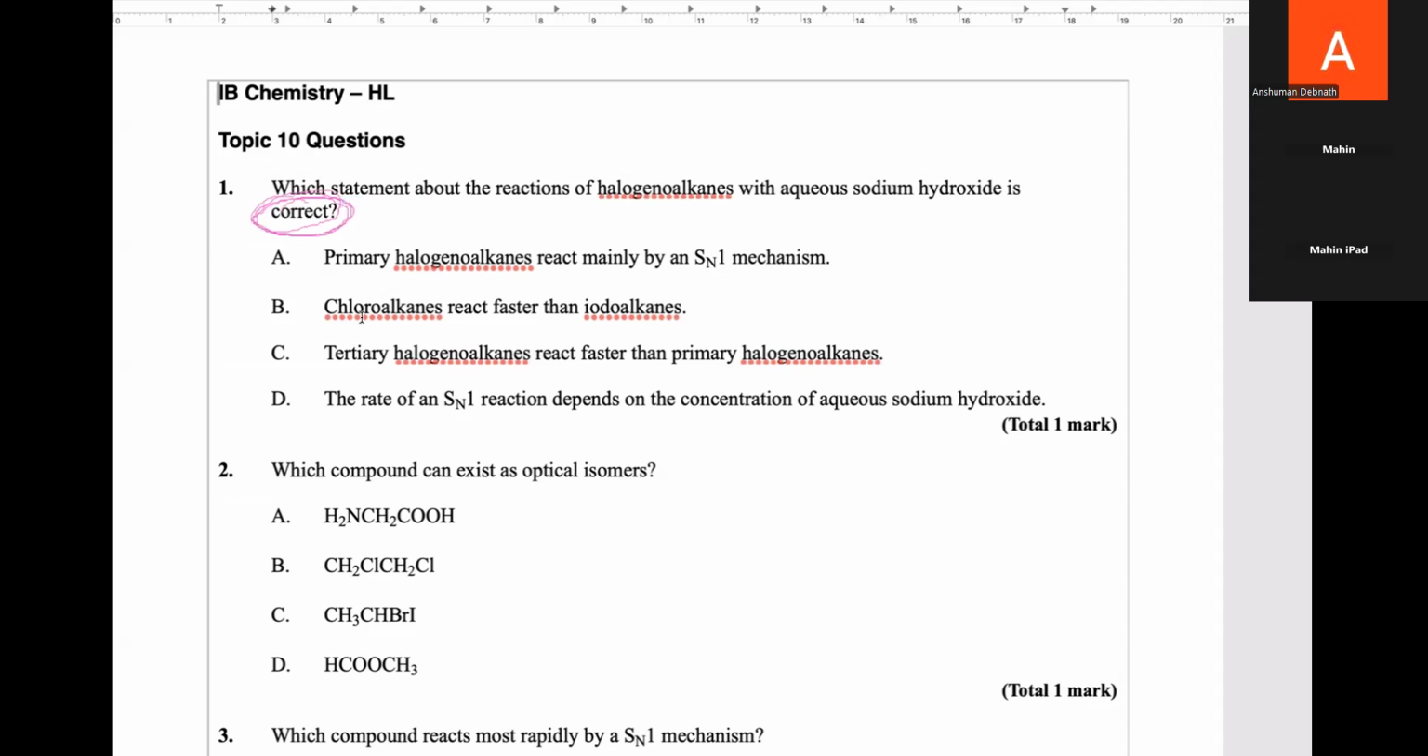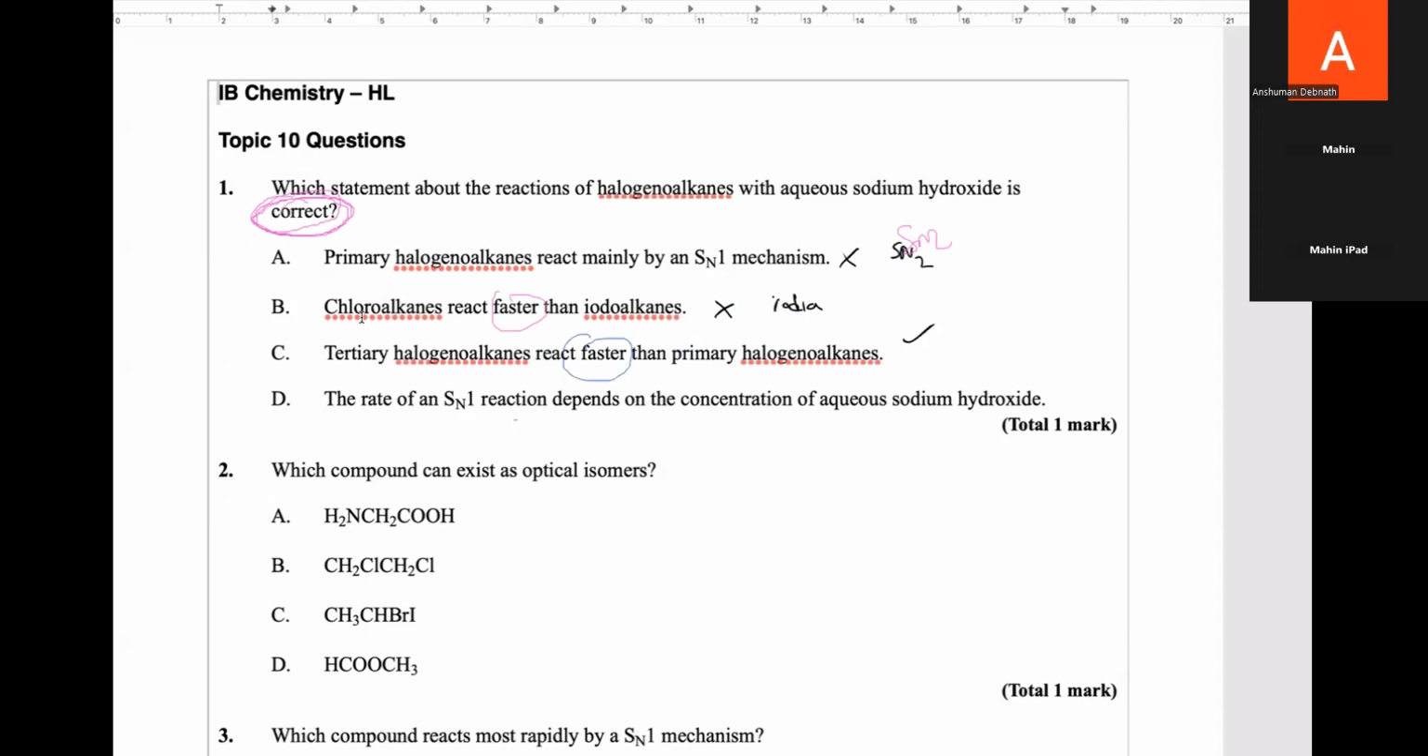Primary halogenoalkanes react by SN1 or SN2. Which? Tell me. SN2. Is that the answer? Chloroalkanes are faster than iodoalkanes? What we learned? No, iodo. And tertiary halogenoalkanes are faster than primary. Which reaction?